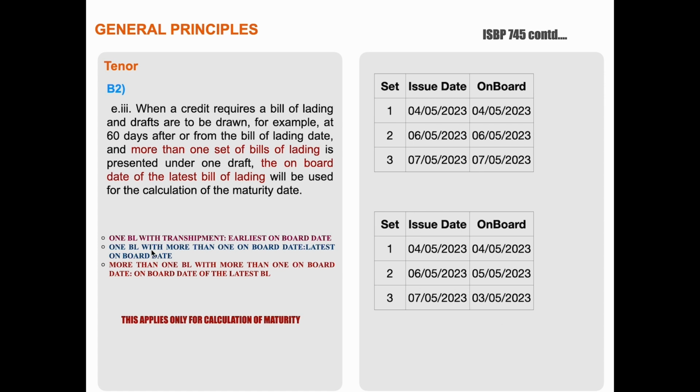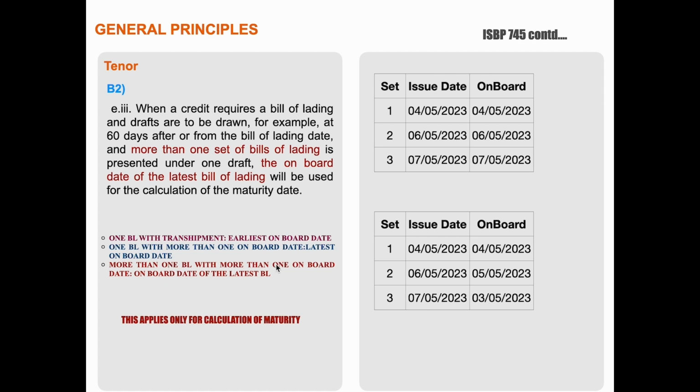So in a nutshell, if goods are subjected to transshipment in a BL and more than one onboard date is present in a BL, the earliest onboard date has to be considered for calculating maturity of draft. And if parts of goods are shipped from more than one port in the same vessel within the permitted geographical area or range of ports, then we should consider the latest onboard date. And if more than one set of BL are presented under the same draft and evidence different onboard dates, then we should consider the onboard date of the latest bill of lading for calculating the maturity of draft.